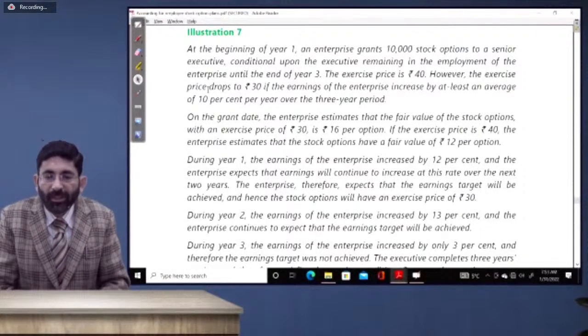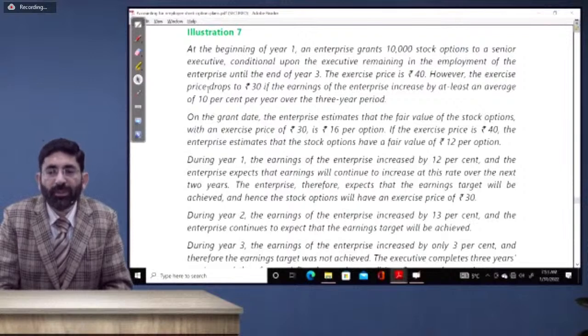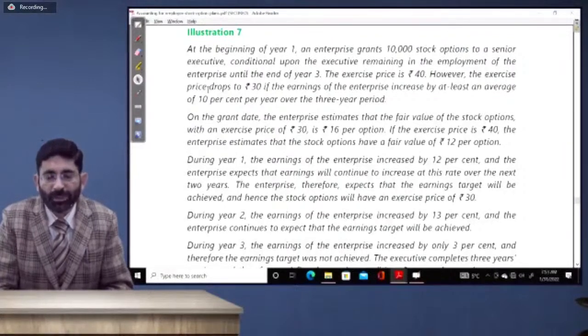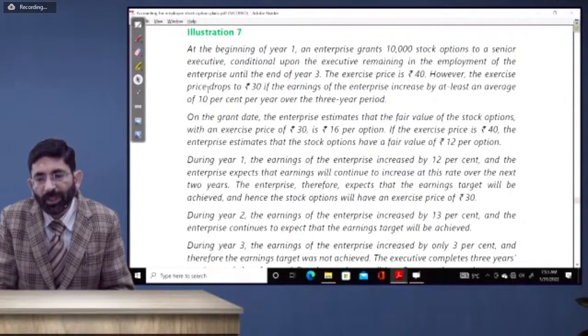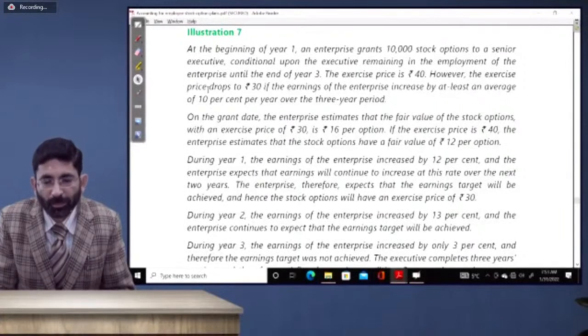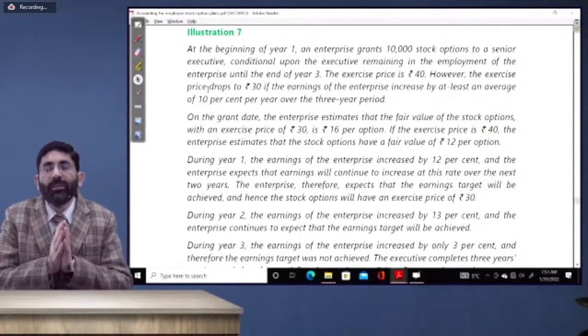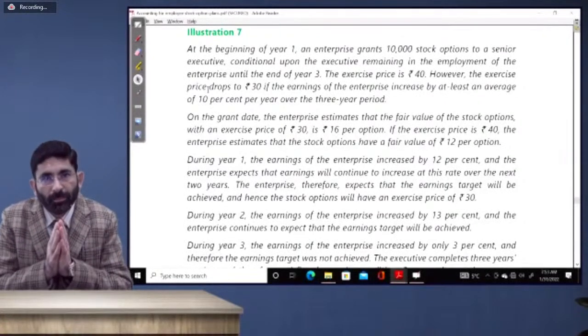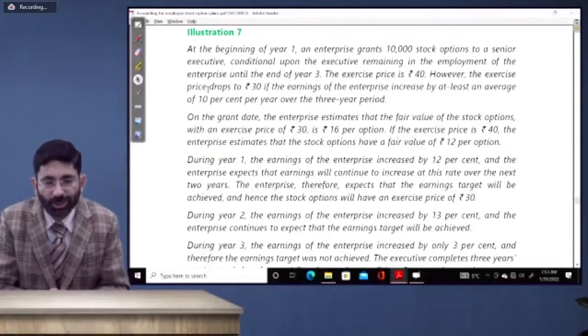On the grant date, the enterprise estimated that the fair value of the stock option with an exercise price of 30 is 16 per option. So this is a loss which we are expecting. If exercise price is 40, then the loss we are expecting is 12 rupees per option. So it all depends on the future trend, whatever the future trend will be.